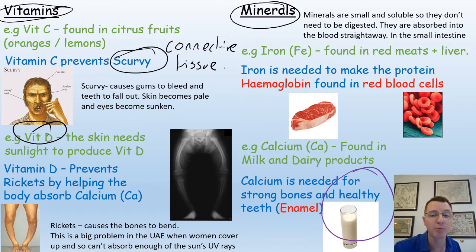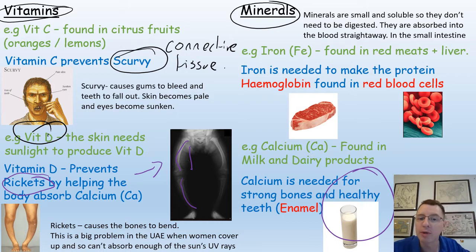So if you don't have as much calcium in your body, your bones are not as strong. We can see on this diagram that the leg bones, instead of being straight, are beginning to bend and curve around. They should be straight, but they are curving. And obviously curved bones are not as strong. You don't walk in the correct position. This is a disease called rickets. So again, we have a deficiency disease called rickets, which is caused by a lack of vitamin D.